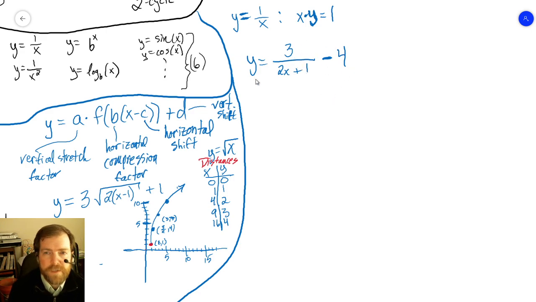Now, if we want to think of this as a transformed 1 over x function, all we're doing here is we have a vertical stretch of 3. This is a vertical shift of negative 4, so it's going to go down 4. Again, we have to factor this into 2 times x plus a half.